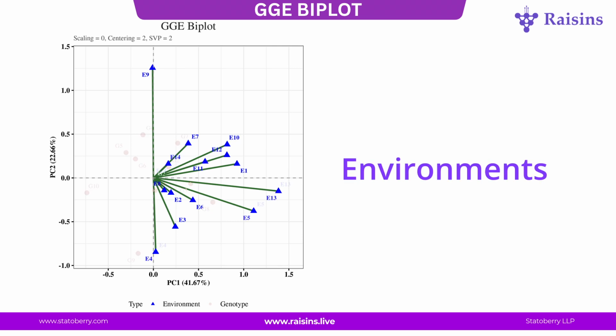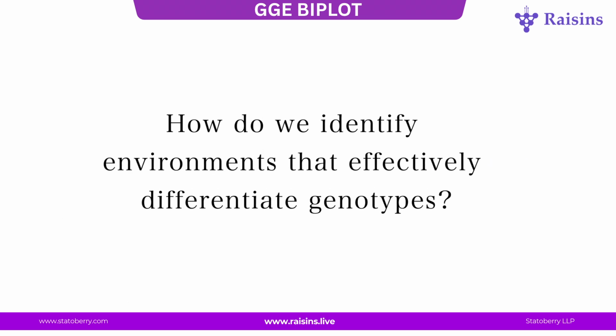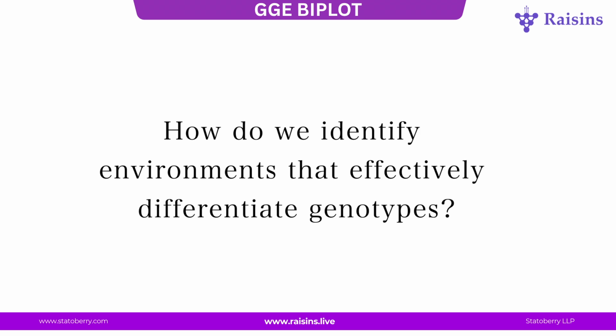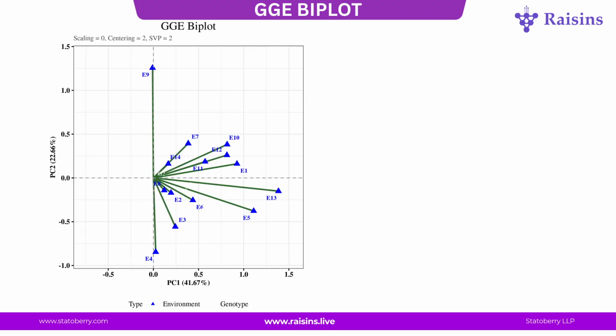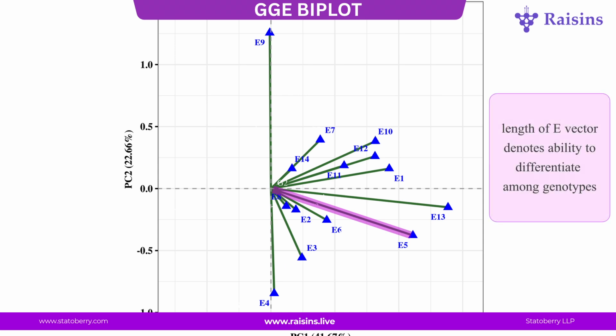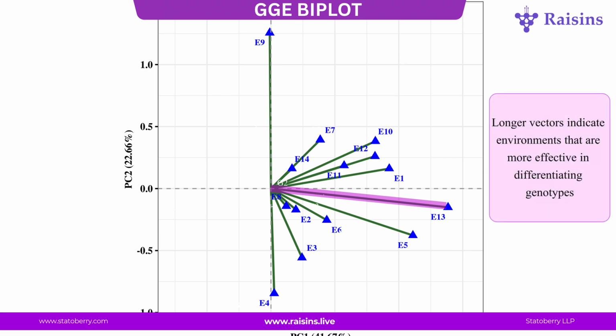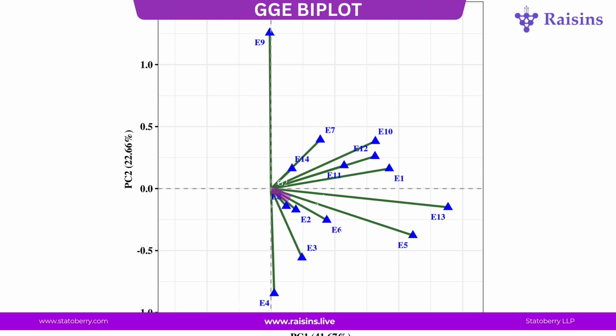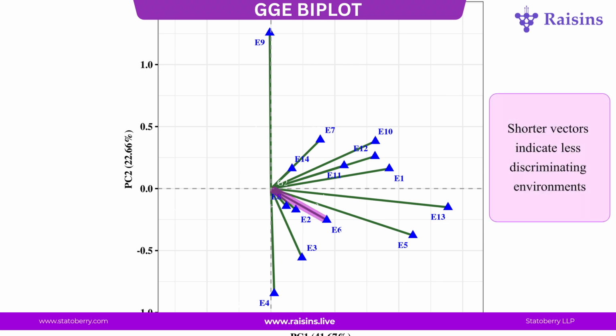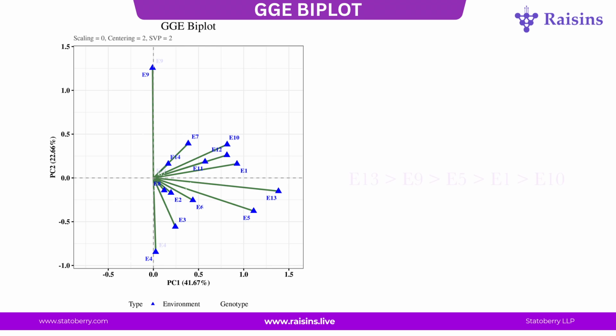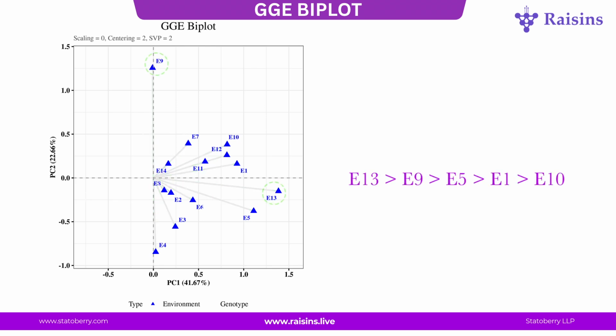Now, let's look at the environments. How do we identify environments that effectively differentiate genotypes? The length of each environment vector indicates its ability to differentiate among genotypes. Longer vectors indicate environments that are more effective in differentiating genotypes, while shorter vectors indicate less discriminating environments. Environments E13, E9, E5, E1 and E10 are the most discriminating because they are farther from the origin.